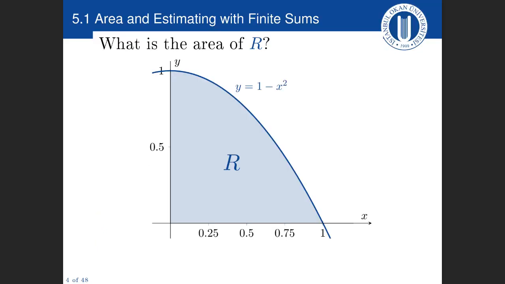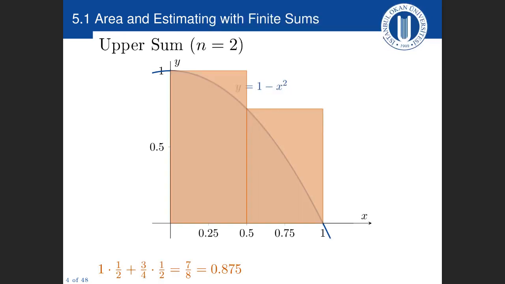I start with the question: look at this graph, look at this area underneath this graph between the x-axis and the y-axis. I'm calling this region R. And the question is, what is the area of R? Well, we can approximate R using two rectangles like this. I'm using rectangles so that the rectangles are bigger than the area that they are approximating. So this is called an upper sum. Upper sum means the rectangles are bigger than the area.